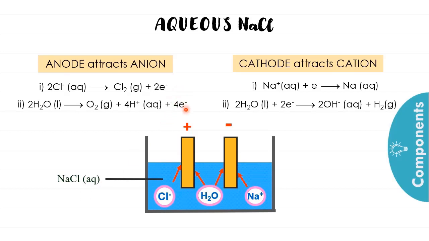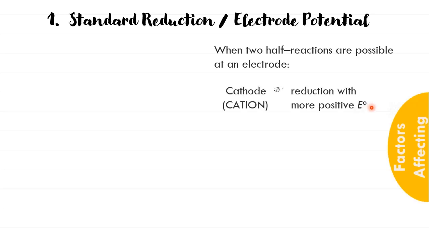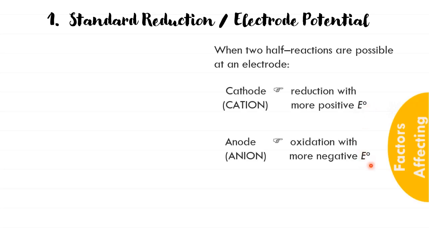Having more than one possible ion present at each electrode means we need to decide which species to be discharged. There are a few factors affecting the discharge of ions, but the main one, although other restrictions apply, is going to be standard reduction or electrode potential. In general, when there are 2 possible ions to be attracted at an electrode, you will need to choose a more positive value at the cathode and a more negative value at the anode.